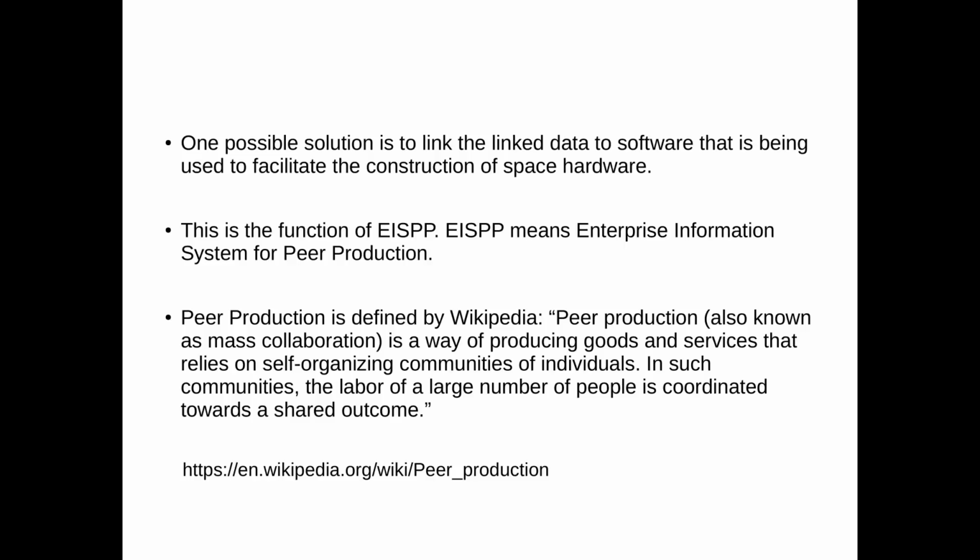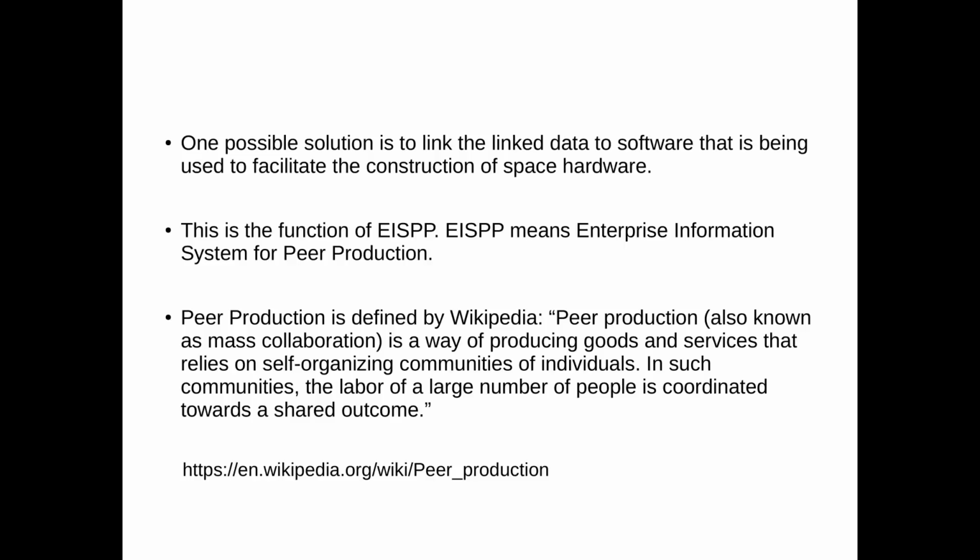One possible solution is to link the linked data to software that is being used to facilitate the construction of space hardware, so you would have data available about space in real time. This is the function of EISPP, where EISPP means Enterprise Information System for Peer Production. Peer production is defined by Wikipedia as a way of producing goods and services that rely on self-organizing communities of individuals.